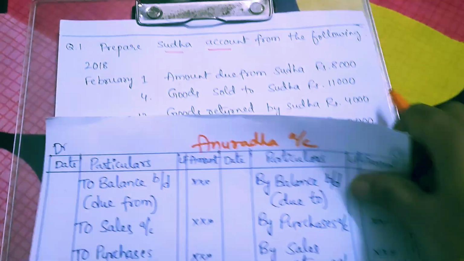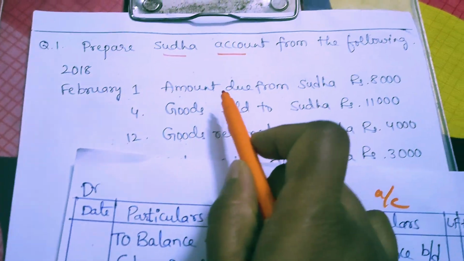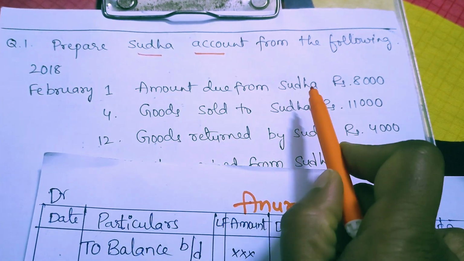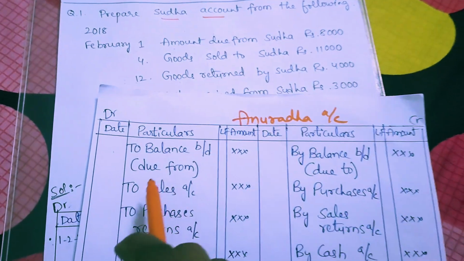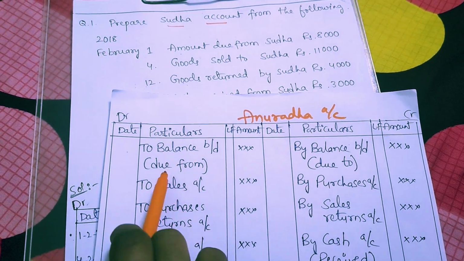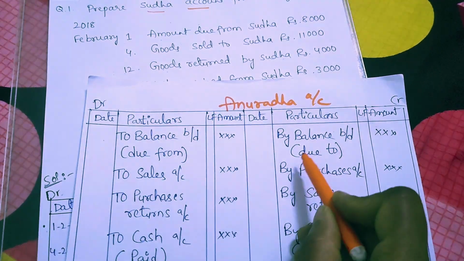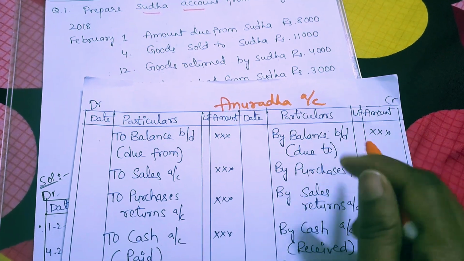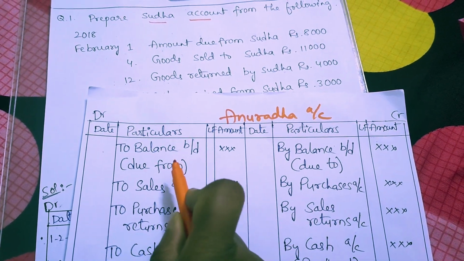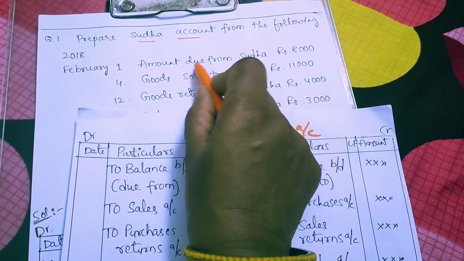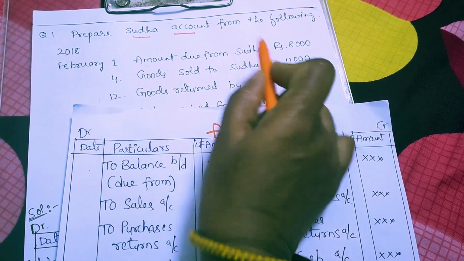Now look into the question. Our present question: amount due from Sudha. So due from. Where do we have to write due from? Debit side. If it is due to, credit side. If it is due from, on the debit side. Now we are going to write on the debit side because we observed the words due from, amount due from Sudha.